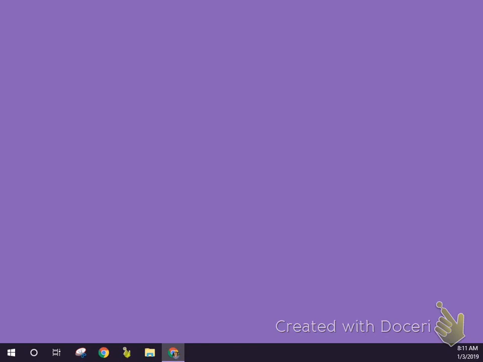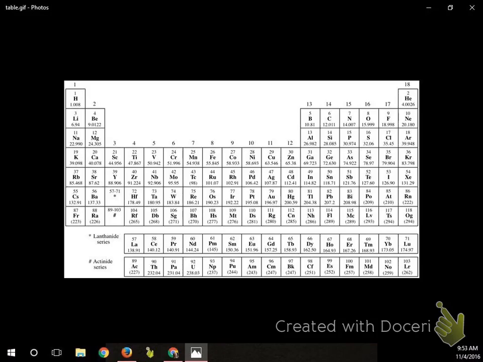Okay, let's review a couple things. In the periodic table, we have groups and we have periods. Which way do groups go on the periodic table? Do groups go side to side, or do groups go up and down? Up and down. Groups go up and down. So when we label our groups, this is group 1, group 2, and it labels it all the way across: 3, 4, 5, 6, 7, 8, 9, 10, 11, 12, 13, 14, 15, 16, 17, and 18, right?